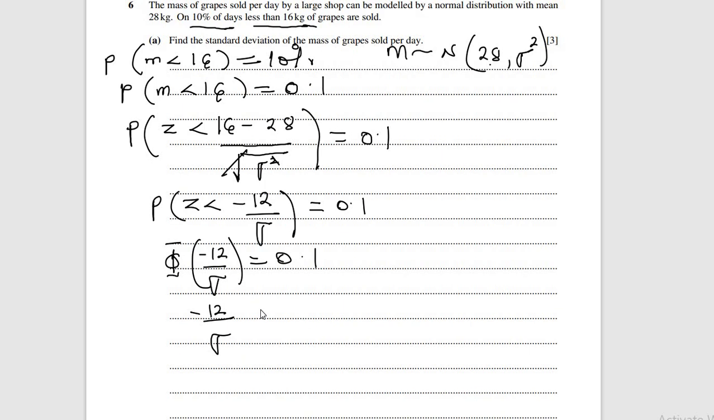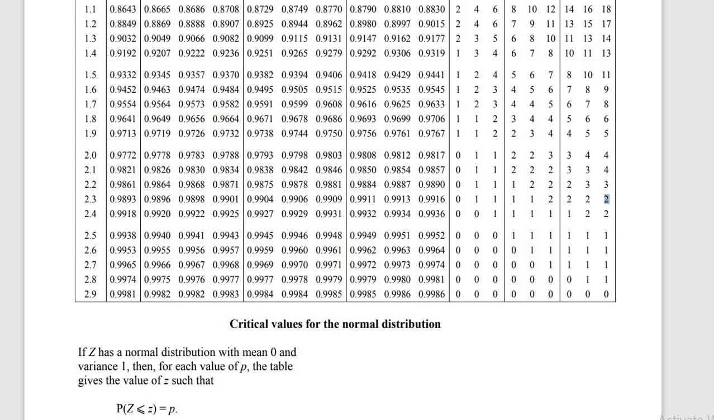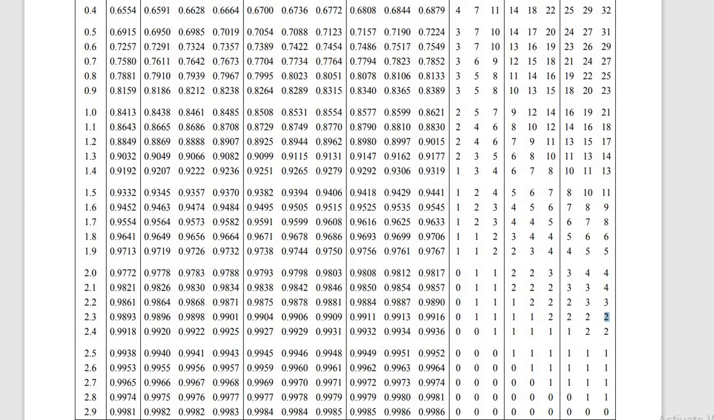Minus 12 over sigma equal to the inverse of this. Now let's go to the table and look for the inverse. So that's minus 12 over sigma. Now 0.1. What can give us 0.1 inside the table?